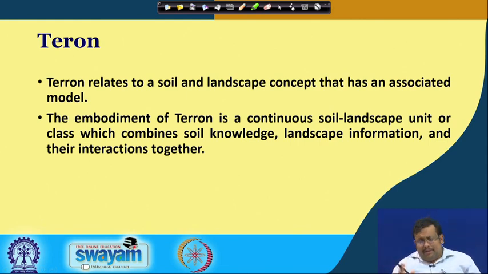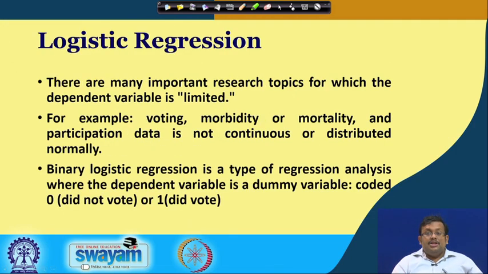Now, for the classification of soil, or the categorical classification of the soil, it is very important to know a particular term called terrain. Now, terrain relates to a soil and landscape concept that has an associated model. So, the embodiment of terrain is a continual soil landscape unit or class which combines soil knowledge, landscape information and their interaction together. So, this is a very important term. Now, before going to the applications of categorical models, let us consider a couple of categorical models.